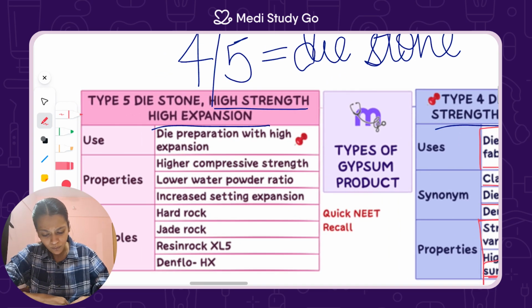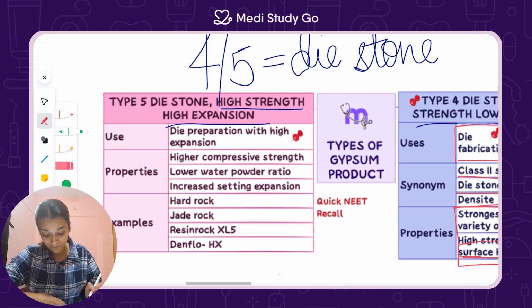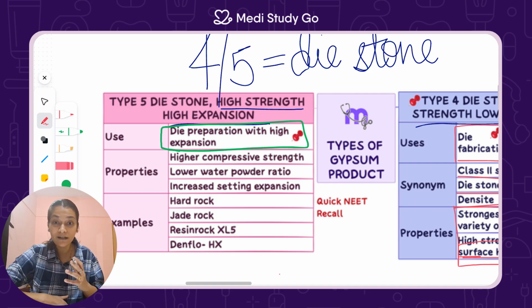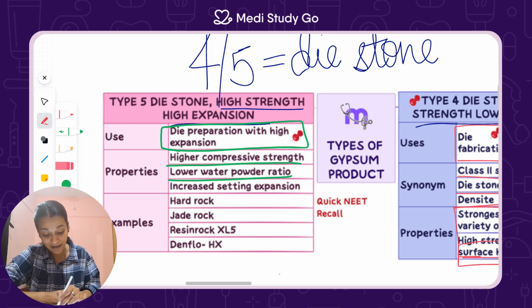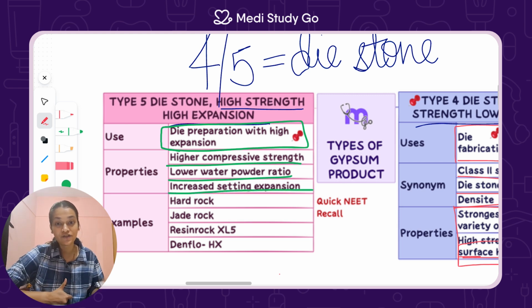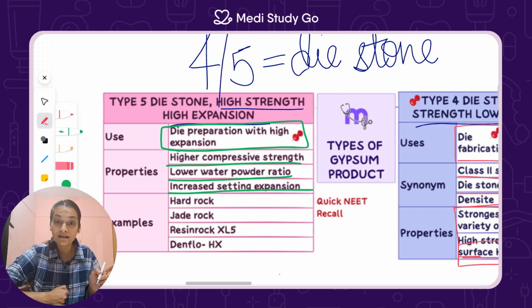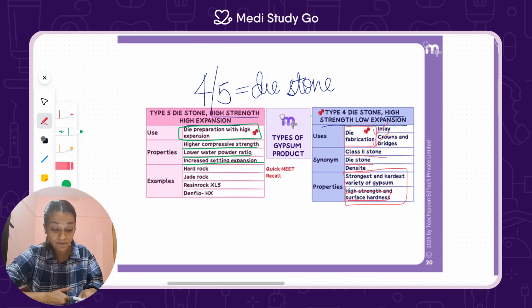But now, what I see here is that the expansion is also high. When will be the case when you would want your expansion to be high? It will be when you actually want your die preparation to compensate for the shrinkage. So this will have higher compressive strength but the lower water powder ratio, and at the same time setting expansion increases. And this is the reason why I said that type 4 was the hardest and the strongest of all. So this was about the 5 types of your gypsum product.